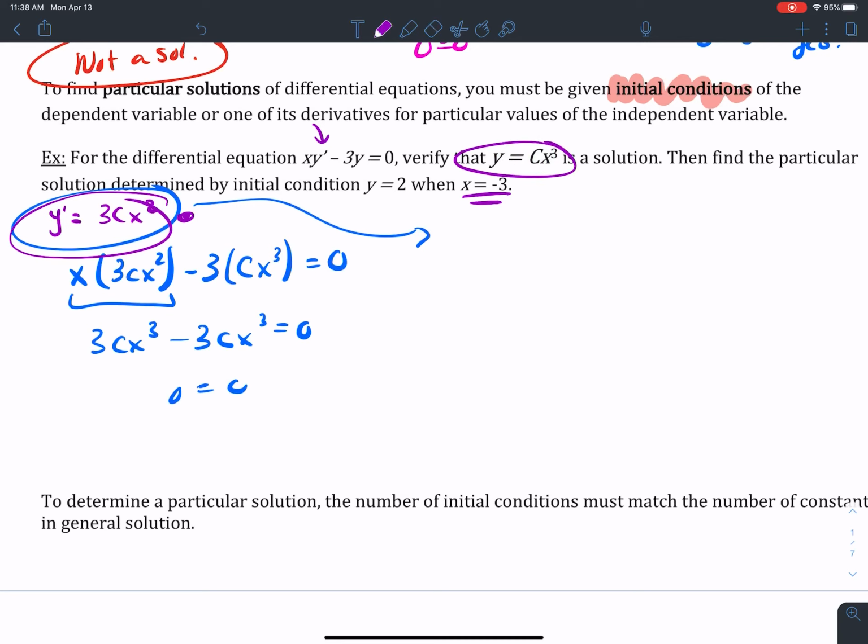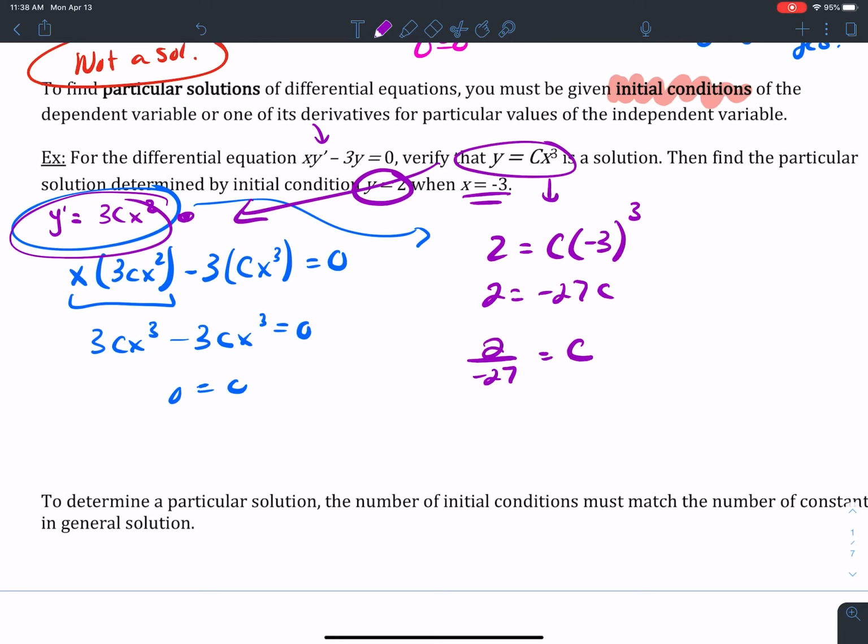This curve is a solution. We verified it by plugging in its derivative. So this family of curves needs to equal 2 when we substitute the value of negative 3 for x. And it's our job to find that constant. So we can see here that that constant is negative 2/27.